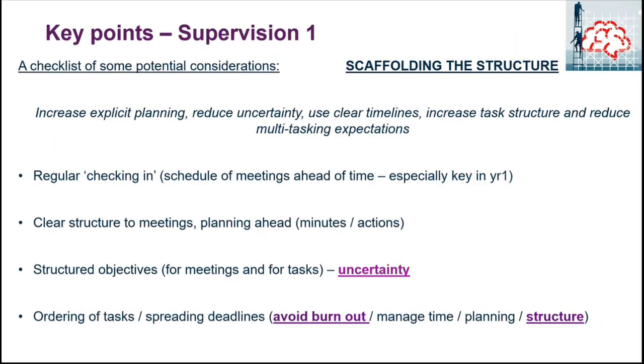So I've mentioned scaffolding uncertainty, because uncertainty is a really significant cause of anxiety and concern for neurodivergent students, especially at the start of the PhD. Supervisors can do all sorts of things, and I'm just going to provide a few suggestions today, for thinking about how we can increase explicit planning, reduce uncertainty, and use really clear timelines and task structures to minimize uncertainty and improve and scaffold the structure and support we give to PhD researchers through our supervisory practices.